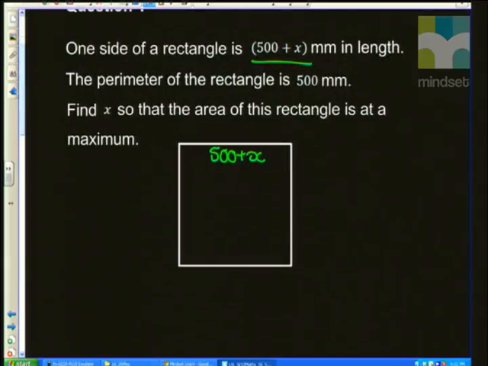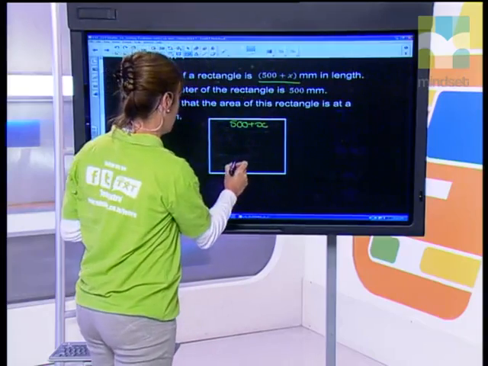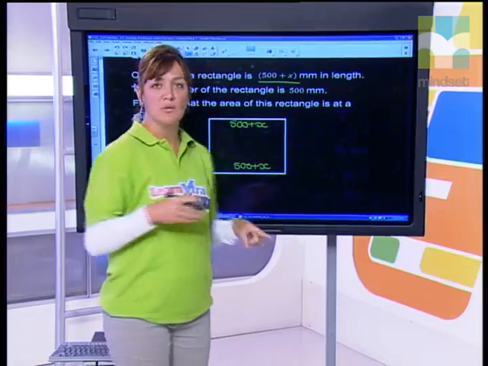And obviously, what we know about a rectangle is that the opposite lengths are equal to each other. So if that's 500 plus x, then this is also going to be 500 plus x millimeters. All right? They haven't said anything about the width, so at this point we can't really do anything with that.